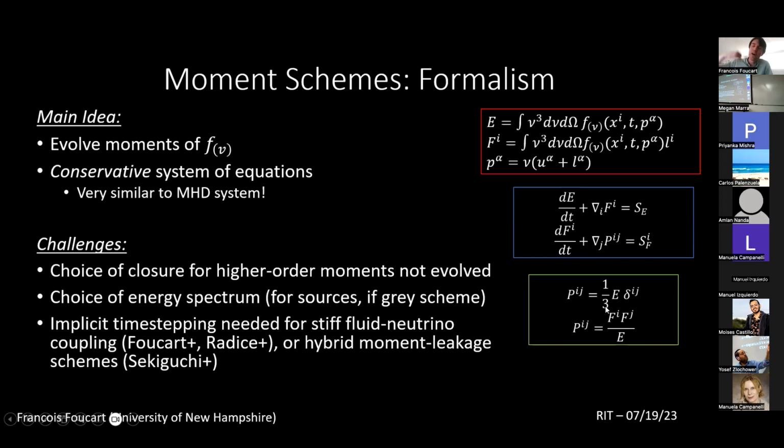On the other hand, if you go far away from the remnants in optically thin regions, it's a lot harder to guess at what the pressure tensor should be, because it depends on the history of the neutrinos, where they are coming from, the direction they are coming from.